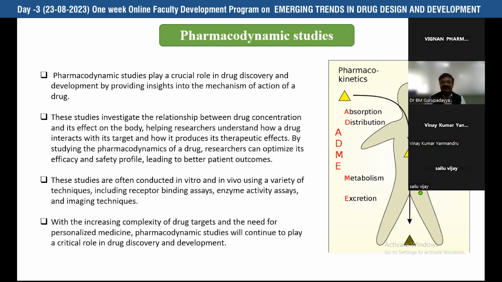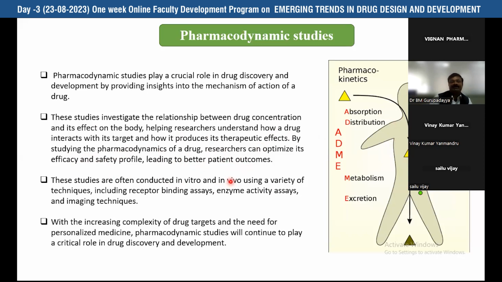So the effect of the drug on the animal or on the human being can be well understood in the pharmacodynamic studies. This study investigates the relationship between the drug concentration and its effect on the body, helping researchers understand how a drug interacts with its target. The target may be anything which is identified, and how it produces therapeutic activity. By studying the pharmacodynamics of the drug, researchers can optimize its efficacy and safety profile, leading to better patient outcomes.